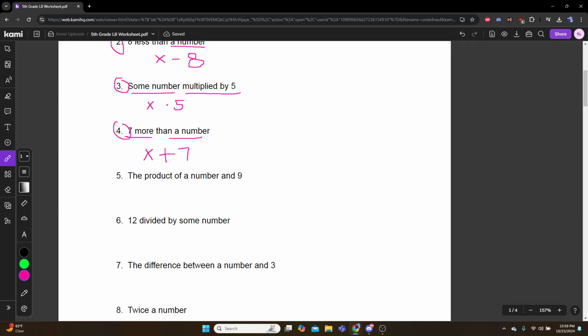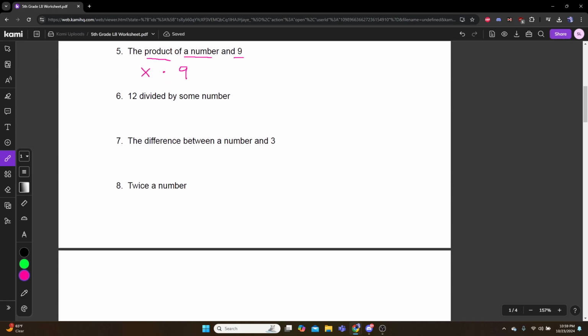Now we see the product of a number and 9. When we see the product, we know that the product is what you get when you multiply two numbers together. So you need to multiply the number and 9 together, so the number x times 9. Then, 12 divided by some number. So we know that there's 12, and some number is going to be x again. So 12 divided by x.